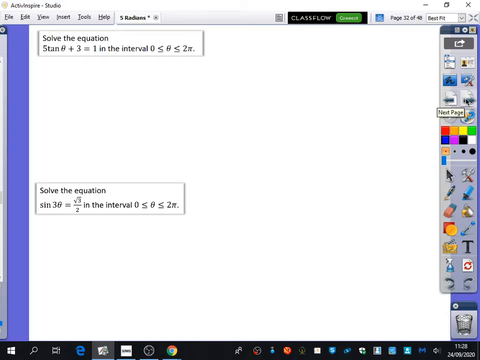So we've got 5 tan theta plus 3 equals 1 in this interval here. Now, I think it's pretty obvious we're going to need to make tan theta the subject. So I have 5 tan theta plus 3 equals 1. First step is going to be to subtract 3, so I have minus 2. And I get 5 tan theta is equal to minus 2. So tan theta is minus 2/5.